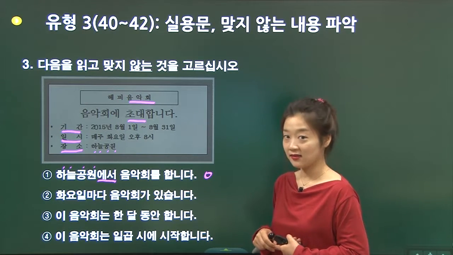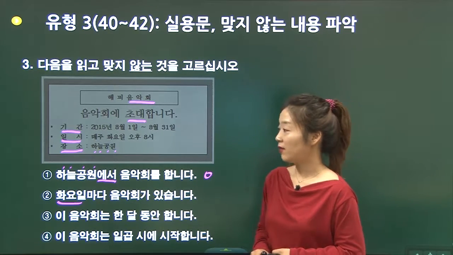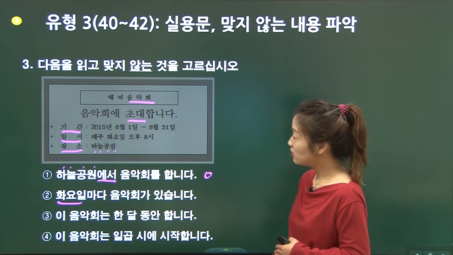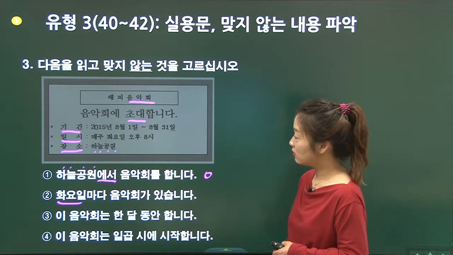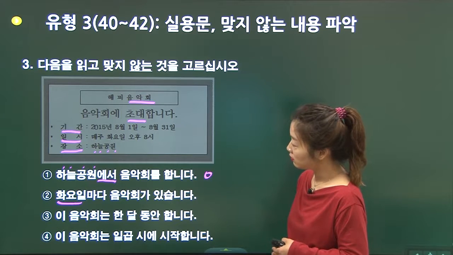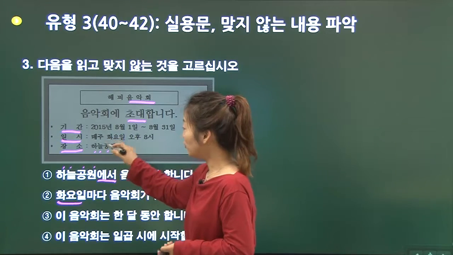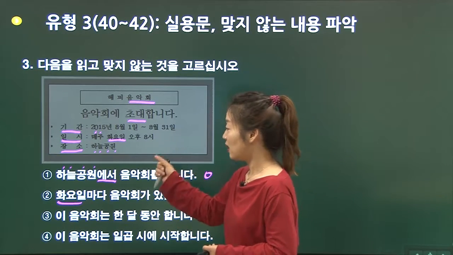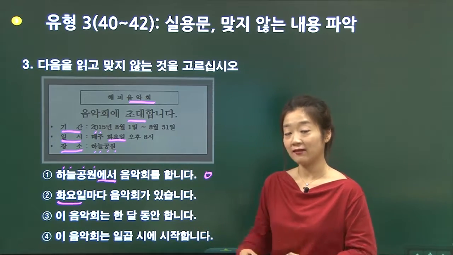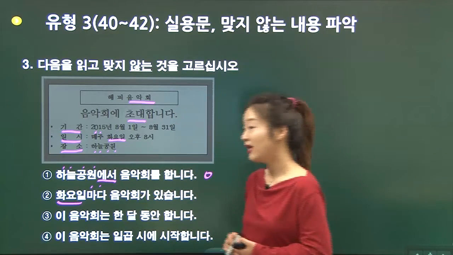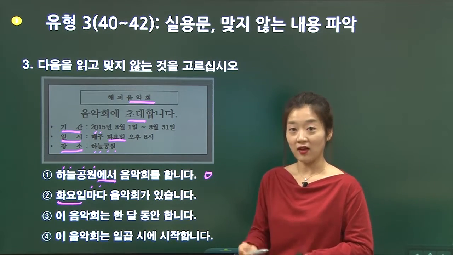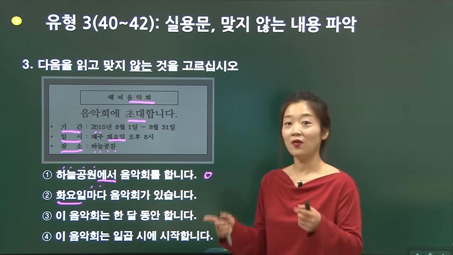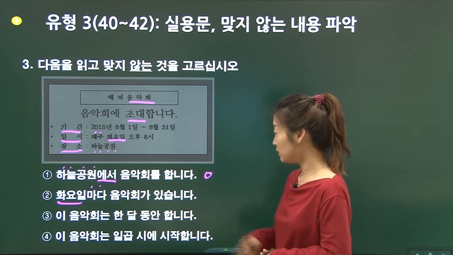Number two. 화요일마다 음악회가 있습니다. 화요일. We have 7 days a week. 화요일 is Tuesday, right? So is this concert on Tuesday? We need to find out the date. 매주 화요일. That's right. 매주 means every week. Every week Tuesday we have the concert, right? So 화요일마다, 마다 means it's coming again and again. So it means every Tuesday or on Tuesdays, alright? 수요일마다, 화요일마다, 일요일마다. You can say that. So it's true too, right?